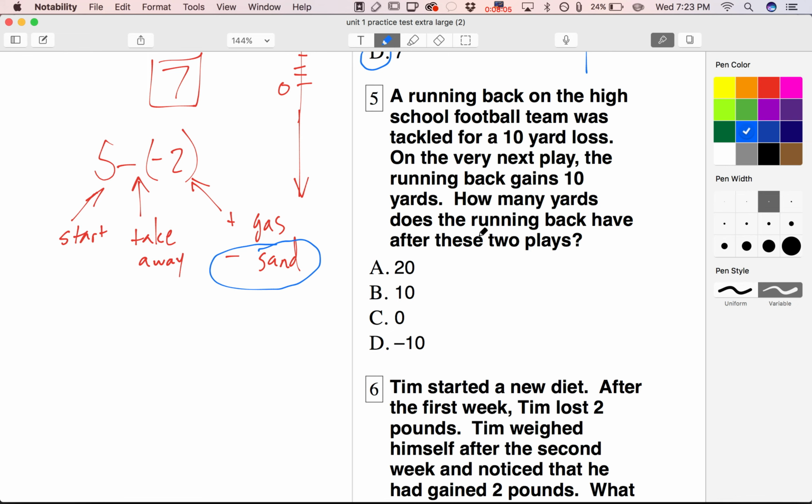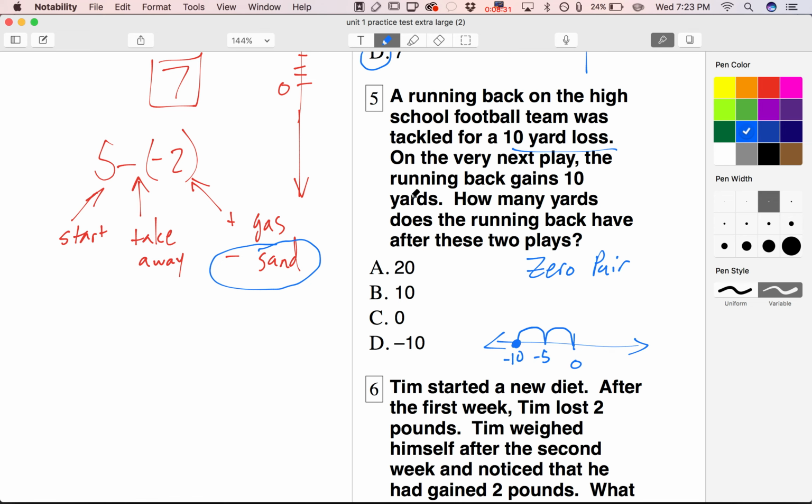Number 5 is another example of a zero pair, same as number 1. So a running back on the high school football team was tackled for a 10-yard loss. So let's start the running back at 0. Now he was tackled for a 10-yard loss. So 10-yard loss would be over here. I'm going by 5s just to make it easier. So you have a 10-yard loss.